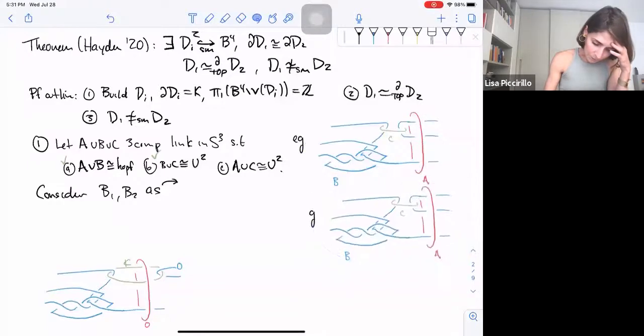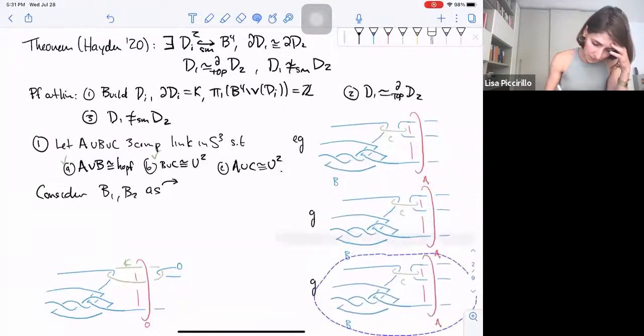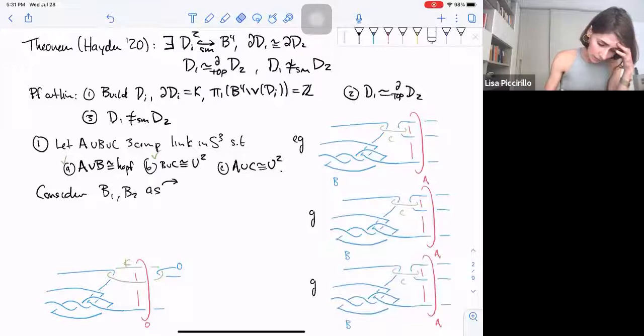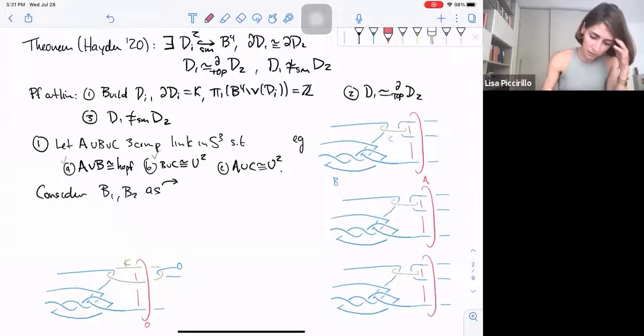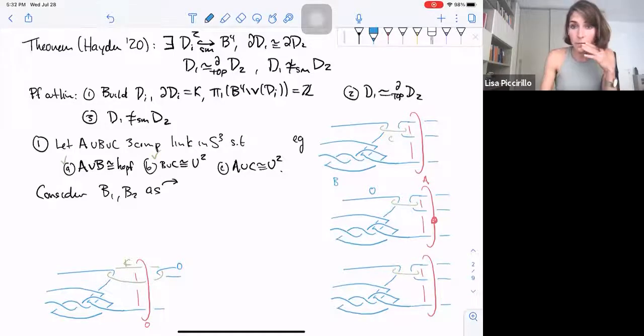So, you take your link, and for one copy of it, we're going to think of the red curve as a one handle and the blue curve as a two handle. And we're not going to do anything with the green curve. That's fine, right? I'm defining a four manifold. This is my construction, just ignore the green curve. So, very good, this is B1.